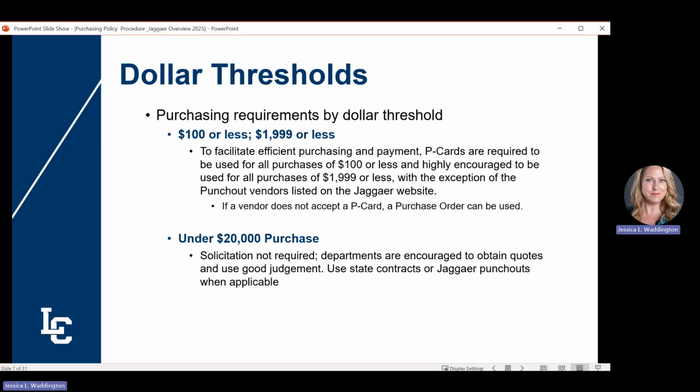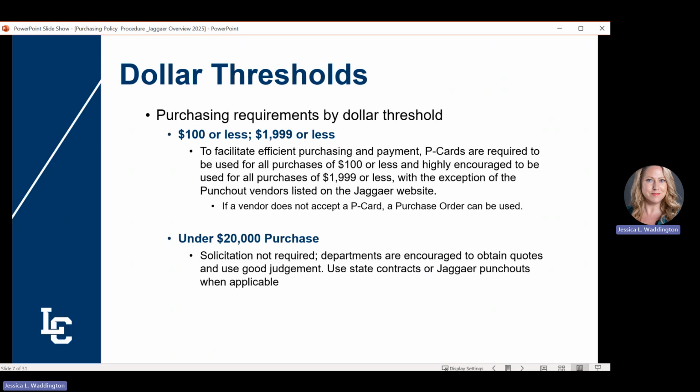The Jagger punch-out vendors, for example, Amazon, Staples, Office Depot, are the method that should be used for those purchases as opposed to the P-card. Of course, if a vendor will not accept a P-card, a purchase order can be used.